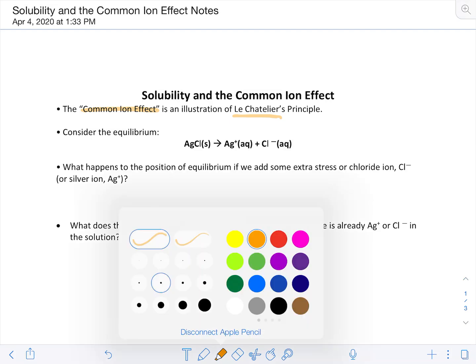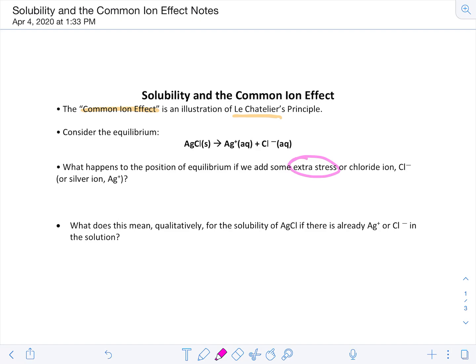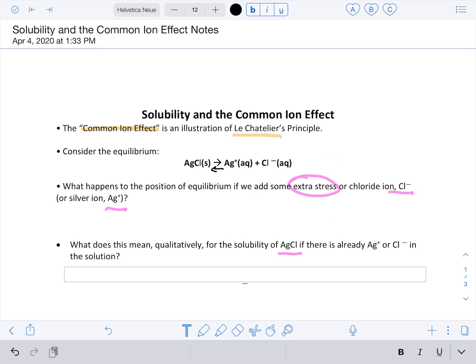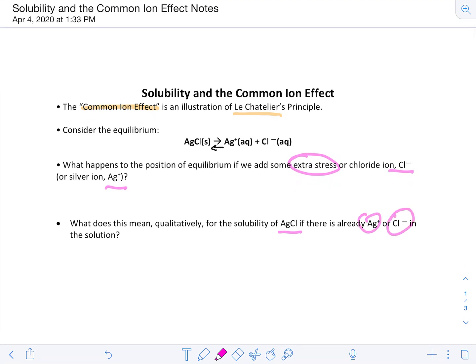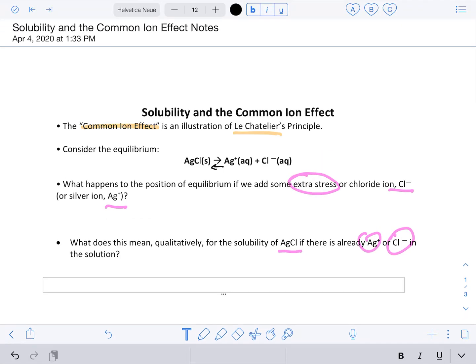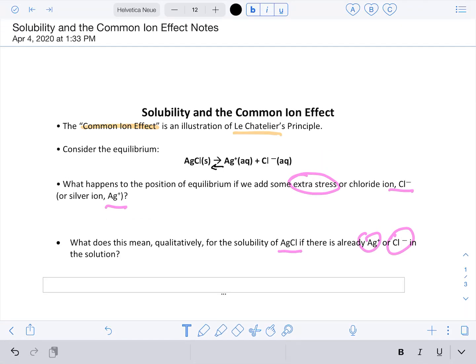So in this first example here, they want to add some extra stress to the above reaction, and really this should be a double arrow. By adding extra stress, we'll add extra chlorine or maybe extra silver ion, and they want to know what's going to happen to dissolving of the silver as a result of this. When you have what we call a common ion, that means there is silver or chlorine ion already dissolved in the solution. We need to figure out what happens to the equilibrium.